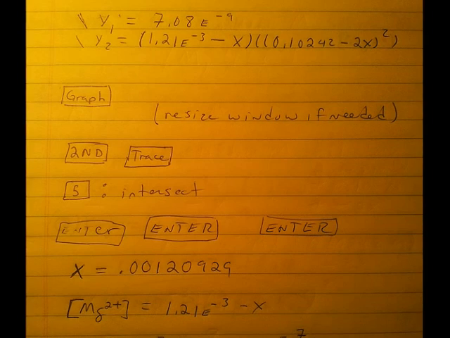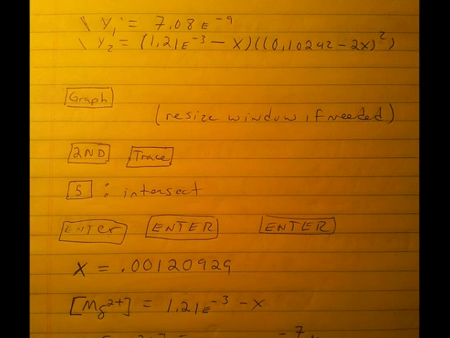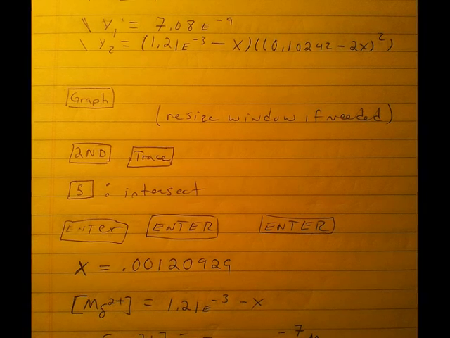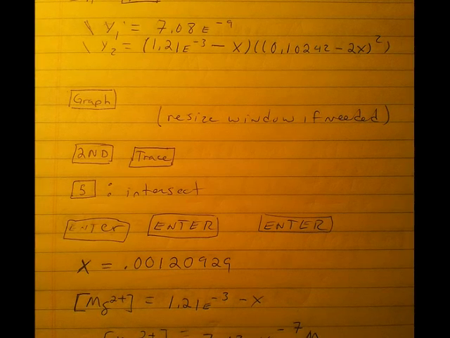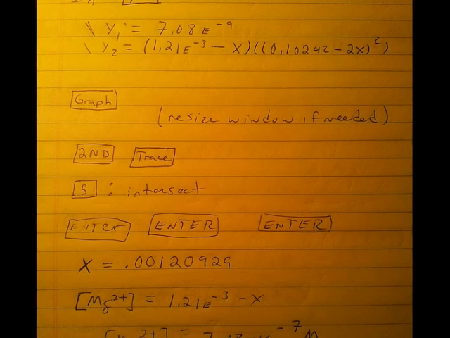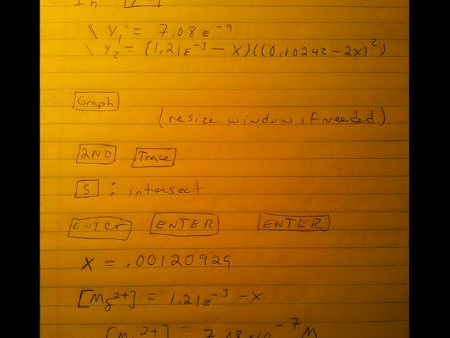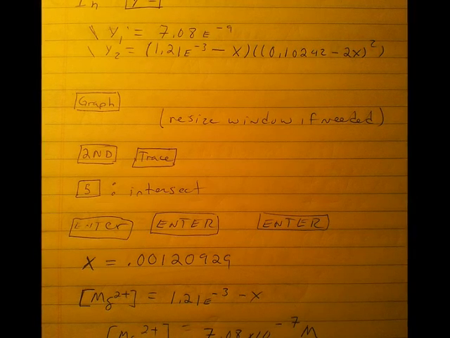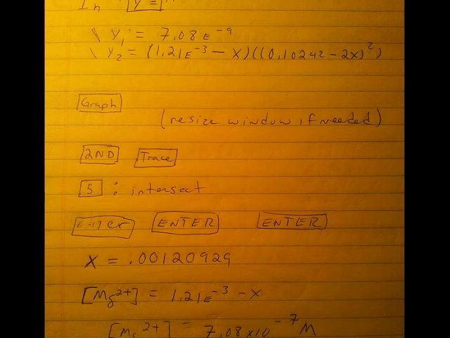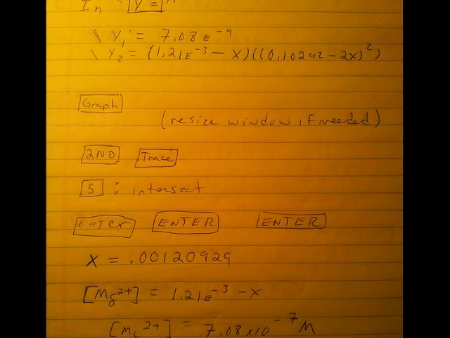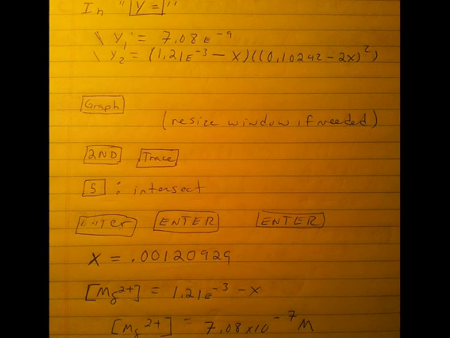In the y equals table, we're going to put y1 equal to the KSP. I put 7.08 times 10 to the negative ninth. In the y2, we're going to plug in the values for the magnesium ion and the fluoride ion. So I have 1.21 times 10 to the negative third minus x times 0.10242 minus 2x squared, and then graph it. If you need to resize the window on the calculator, resize it now.